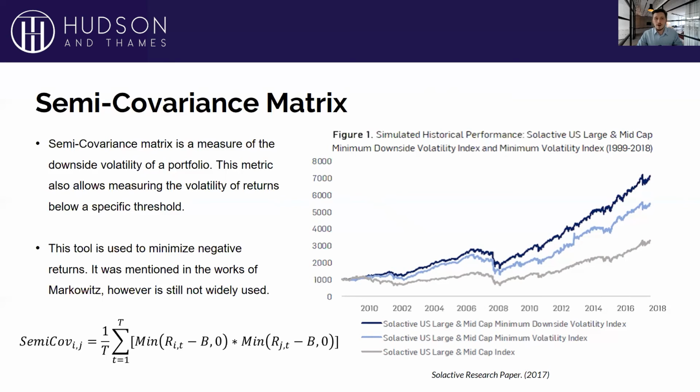One of the examples where this tool is used, I found in a research paper by Selective, a Germany-based index provider, that shows that when optimizing an index by minimum volatility, one would achieve a light blue performance of a portfolio. But when optimizing by downside volatility, one could get a dark blue performance of a portfolio, which gives higher growth of returns without increasing the volatility to a great extent and therefore decreasing the Sharpe ratio.